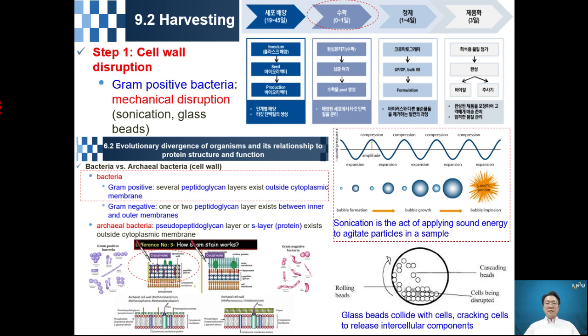Okay, the second one is that we always use glass beads. This is the glass beads and this is the bacteria sample. Glass beads collide with the cells and crack them to release intracellular components. So once again, the first step in harvesting is cell wall disruption. For gram-positive bacteria, we always apply mechanical disruption, for example sonication and glass beads.